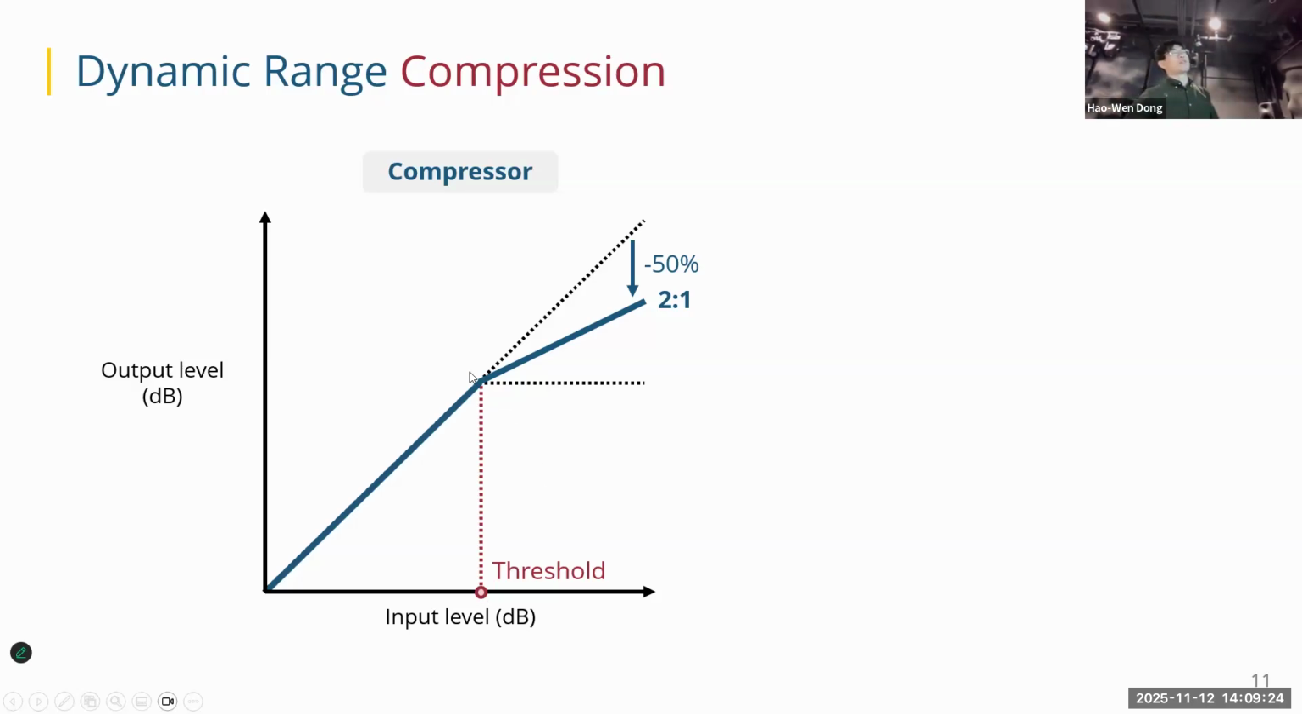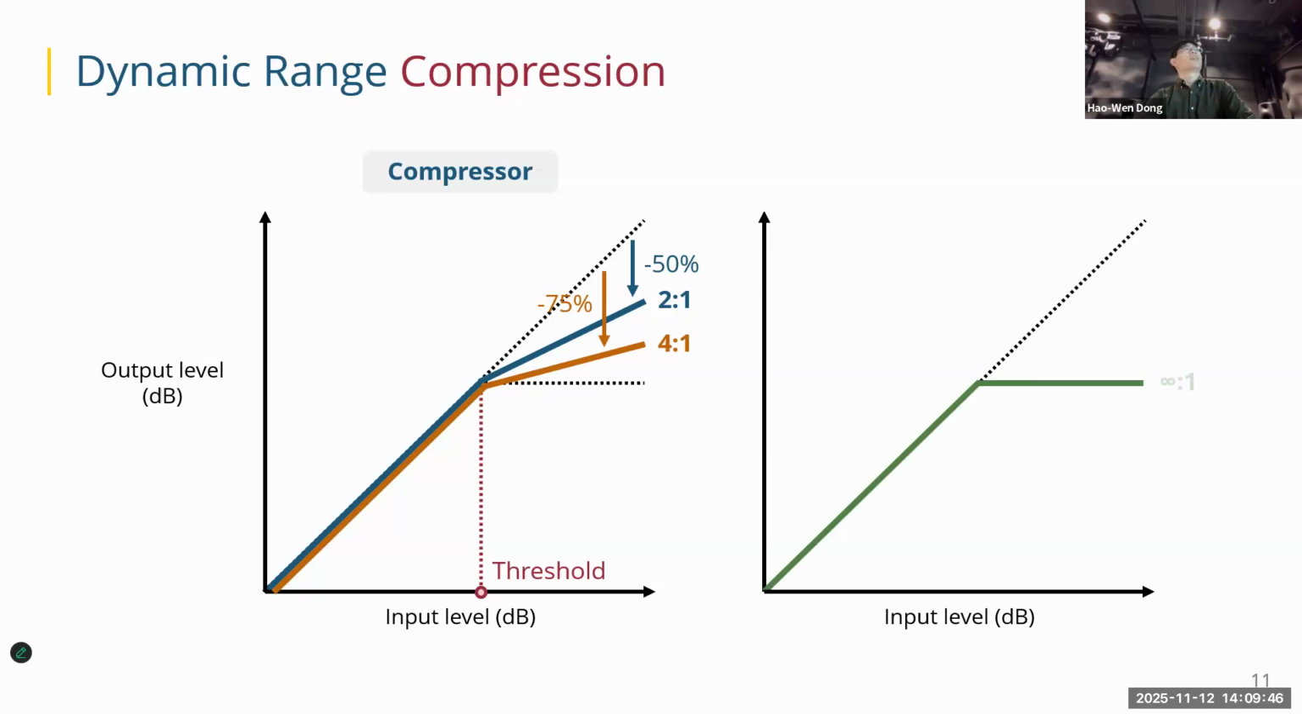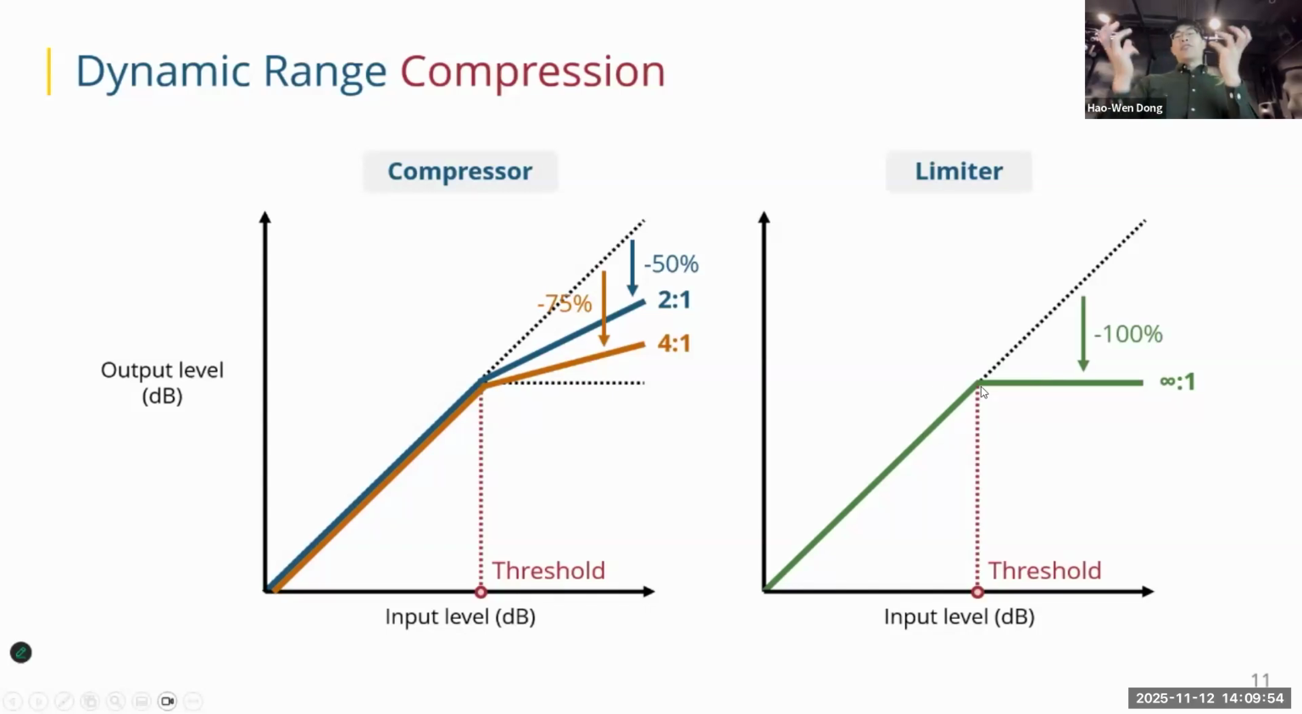Basically, you want to determine what the threshold will be. After this point, you do this minus 50% loudness cut. You can also do more. Then you can do minus 75%. That's called a 4-to-1 compressor. And you can even do it extremely. That is what we call a limiter. Basically, you just clip it to a certain volume. So you can think about this as basically just breaking that contrast, or dynamic range, on the louder portion of your music.